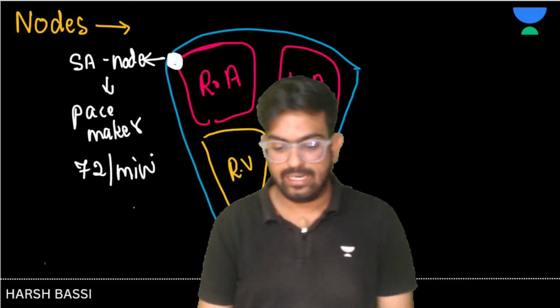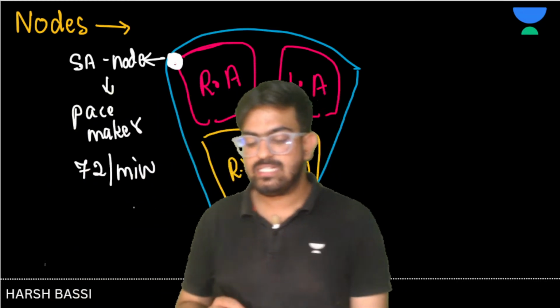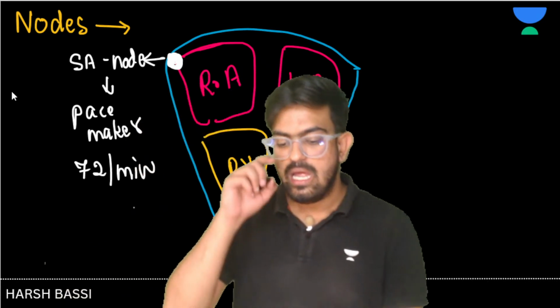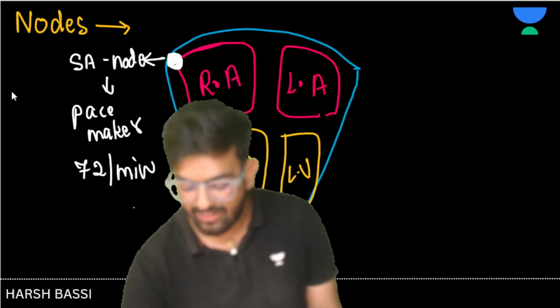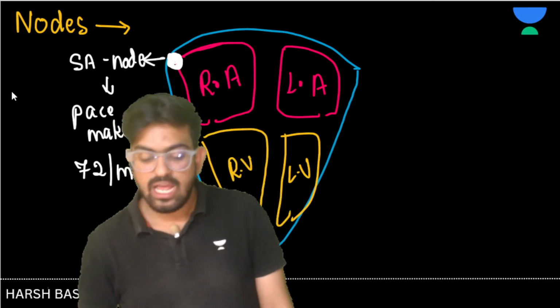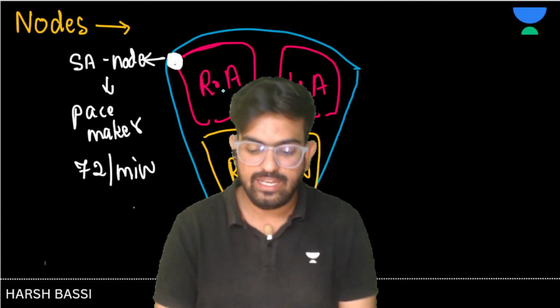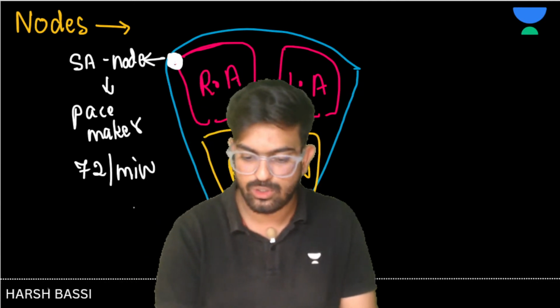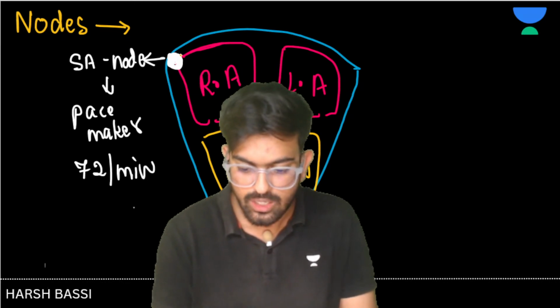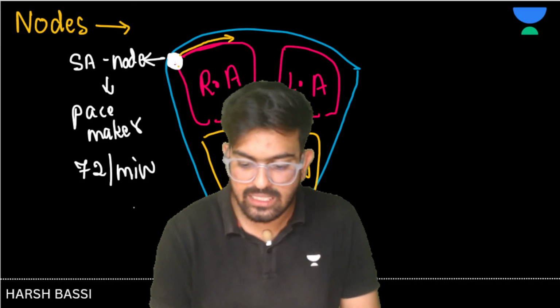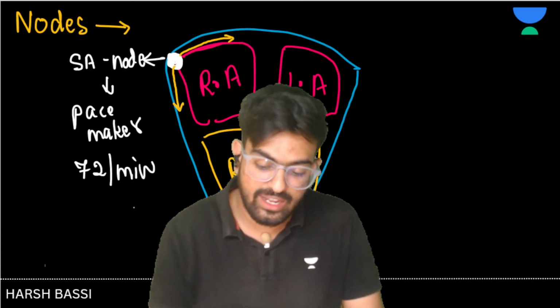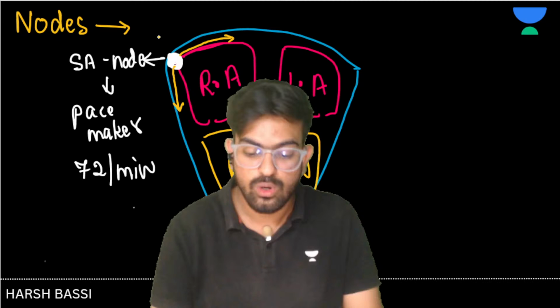Chalo, great. So SA node we know. Okay, now let's talk about the AV node. After this, see here very carefully. From the SA node what will happen? The SA node will generate the impulse, and it will reach the AV node.